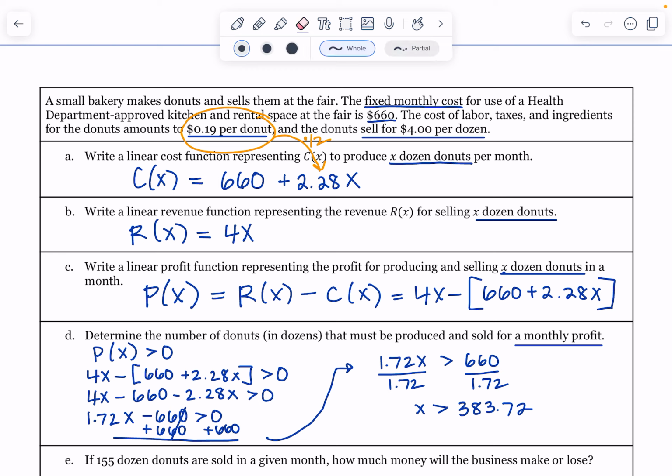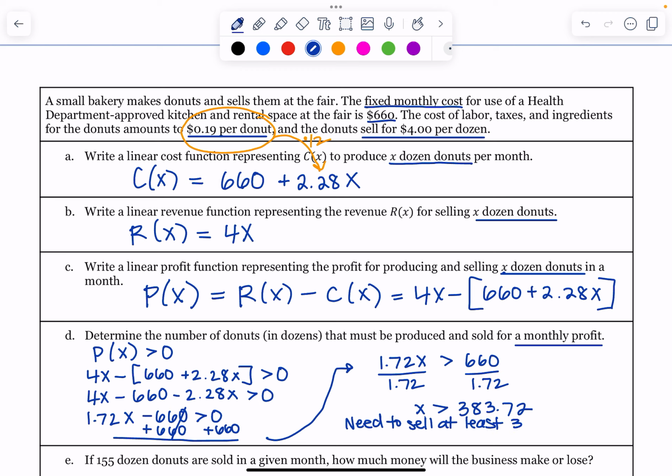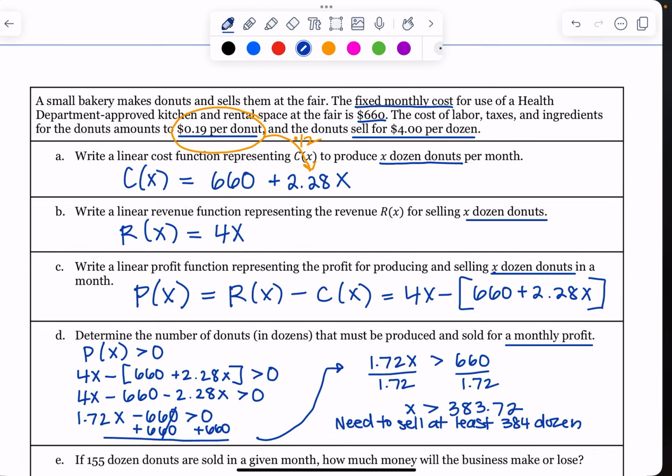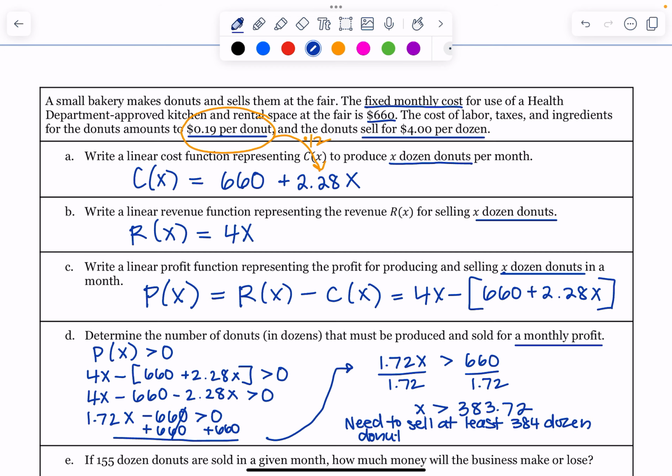x means dozens of donuts. So we need to sell at least 384 dozen donuts to make a profit. That's quite a bit.